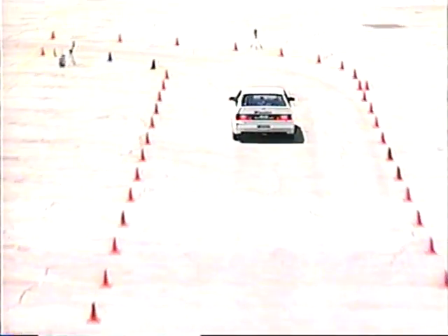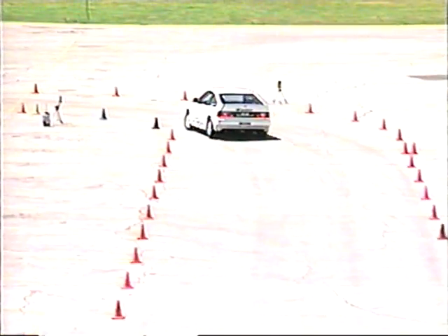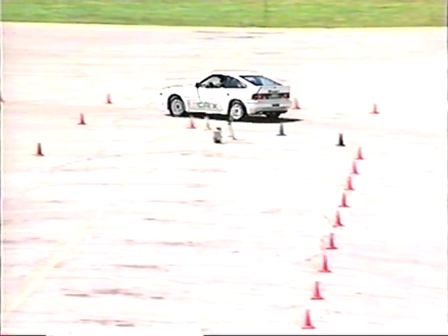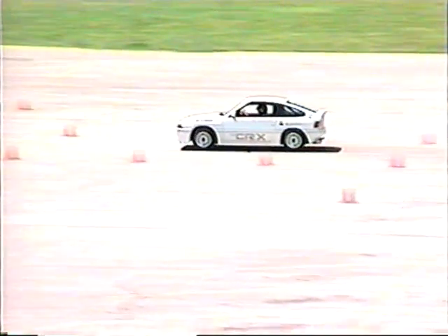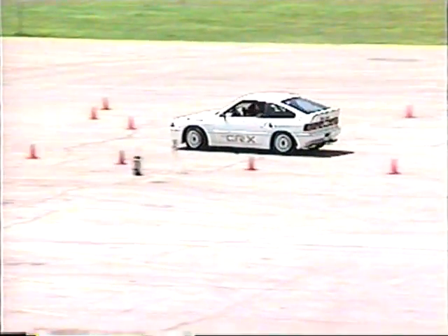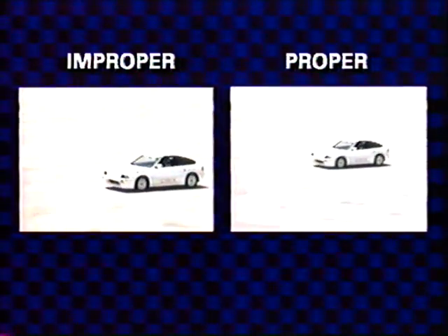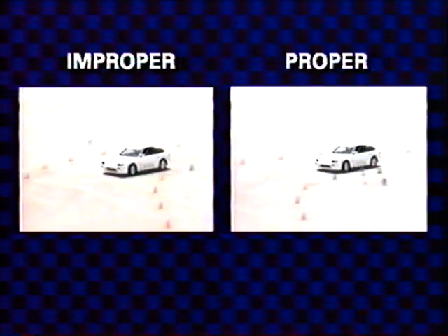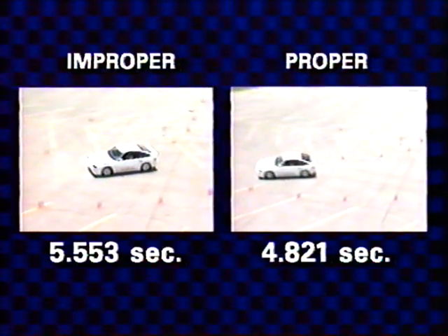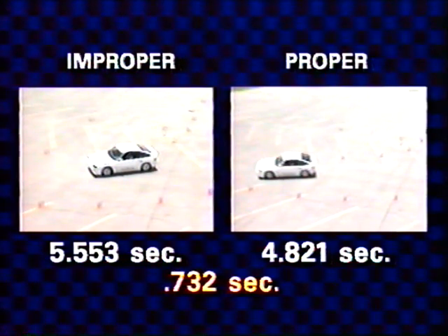Here it is again. Touching the inside part of the usable roadway too early. See what this does to the car? Now let's see what the difference is in time. With an early apex, 5.553 seconds compared to 4.821 seconds with a late apex. The difference is 0.732 seconds. A little hard to believe, but there it is.